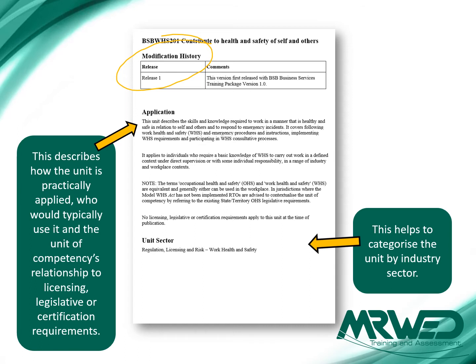At the bottom of this page, we have the unit sector, and this really just helps us to categorize the unit within its industry sector. So in this case, it's all about workplace health and safety, which makes a lot of sense given its subject matter.